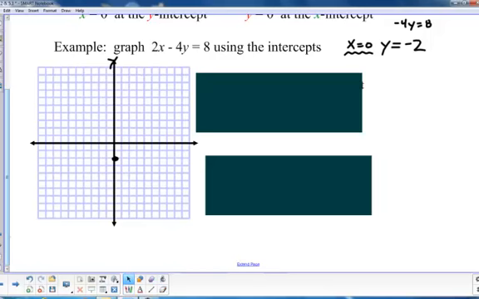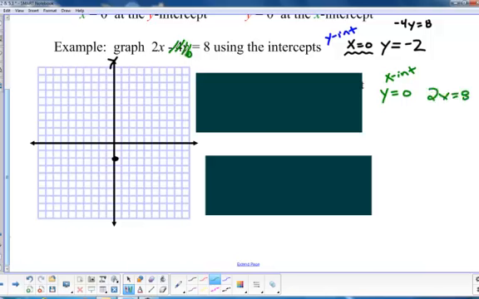And then you do the exact same thing, finding your x-intercept. So we're going to plug 0 in for y now. 0 times anything is 0. So y would equal 0 for the x-intercept. That means this doesn't exist. So we're left with 2x equaling 8. If you divide by 2, you get x equals 4. So this time our ordered pair is 4, 0.